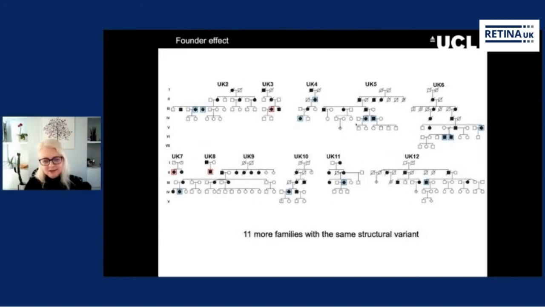And then we went back and looked in all our data from across the UK, in our UK IRDC consortium, and also in Genomics England, the 100,000 genomes effort that's gone on. So there's lots of information in there that we can tap into and explore. We found that there were another 11 families in the United Kingdom who had exactly the same structural variant as the first big pedigree that we were looking at from Moorfields Eye Hospital. So this indicates that there is a founder effect. This change has been around for a while in our population.